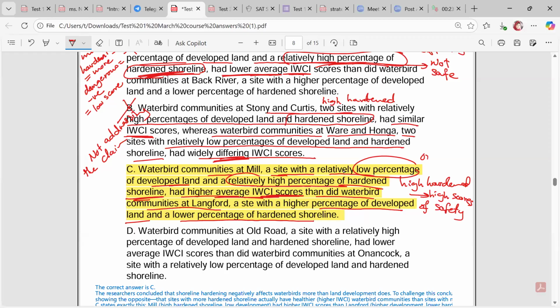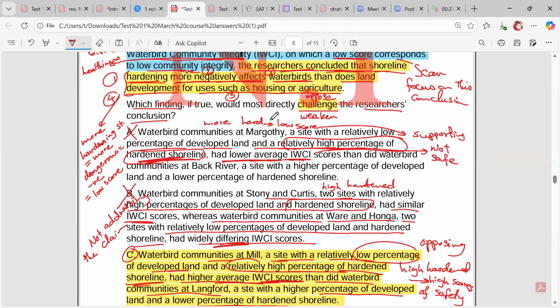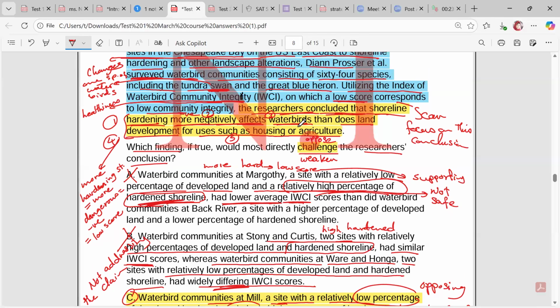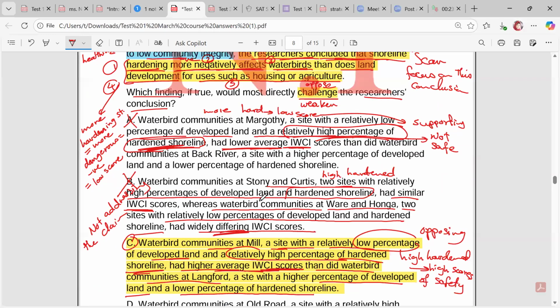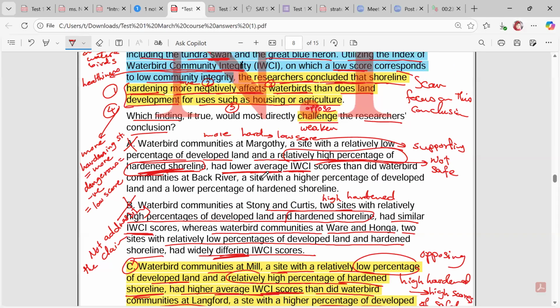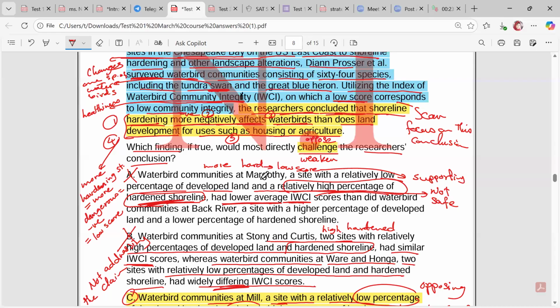This is opposing the conclusion. Okay, I want you to rephrase this one, rephrase the conclusion to understand each answer choice. This is one of the hardest questions in the test. So what do you do? Rephrase the claim or the conclusion, keep it simple.